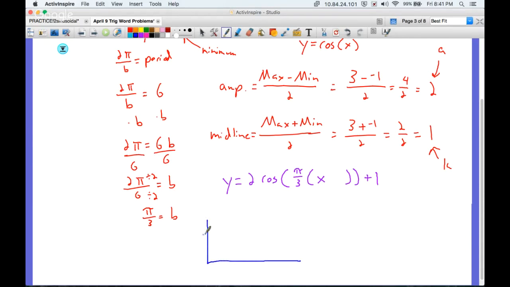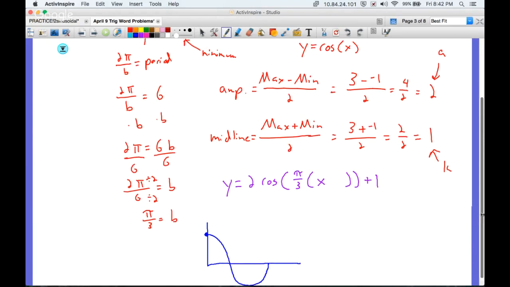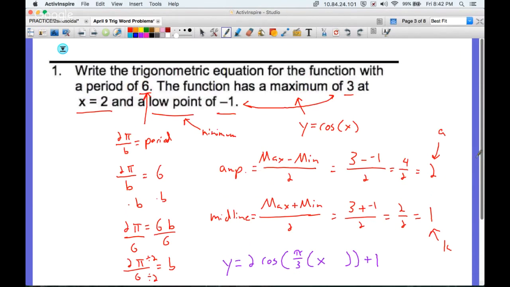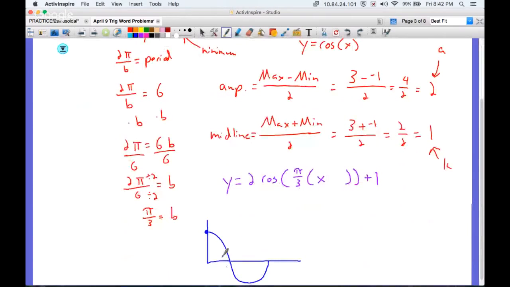Our cosine graph used to look like this. It had a maximum at 0, and then we applied all of these shifts, but none of these shifts affected the fact that the maximum would still be at 0. Now I want a maximum to occur at x equals 2. So the maximum was at 0, and now I want the maximum to occur at x equals 2.